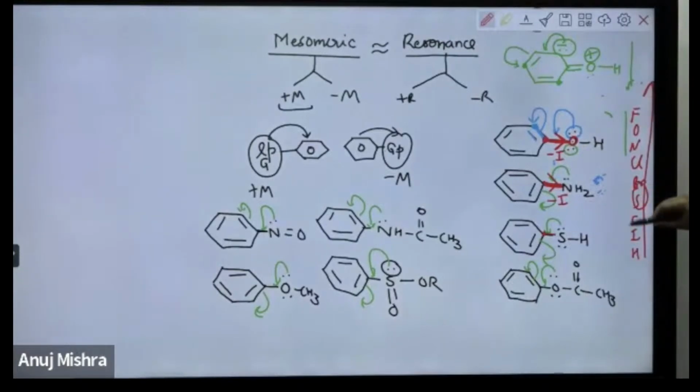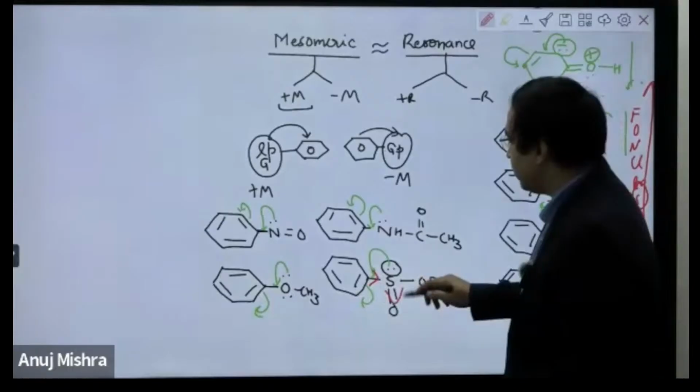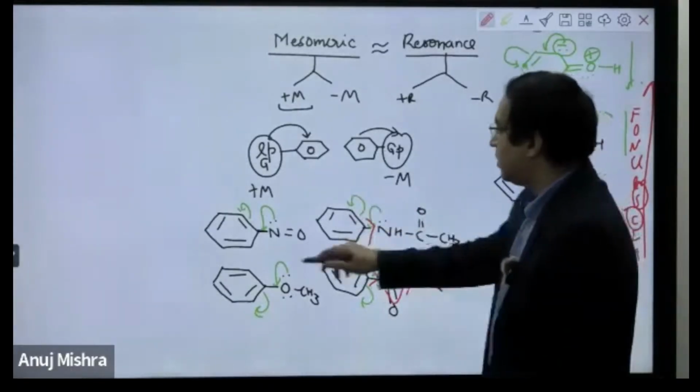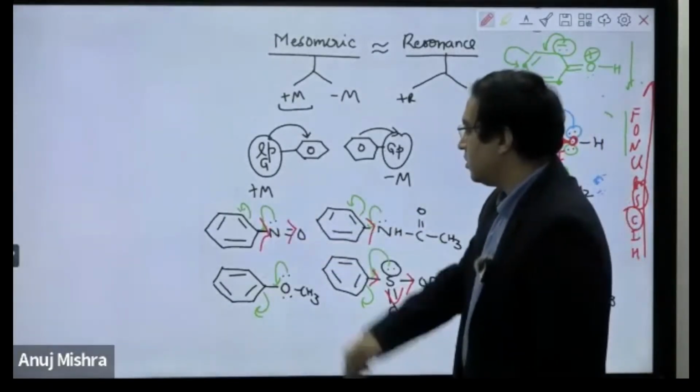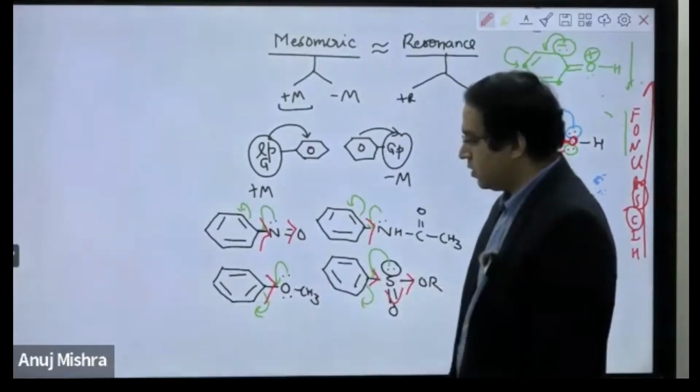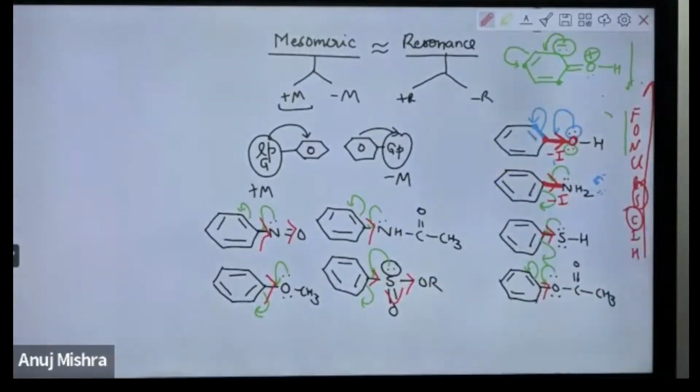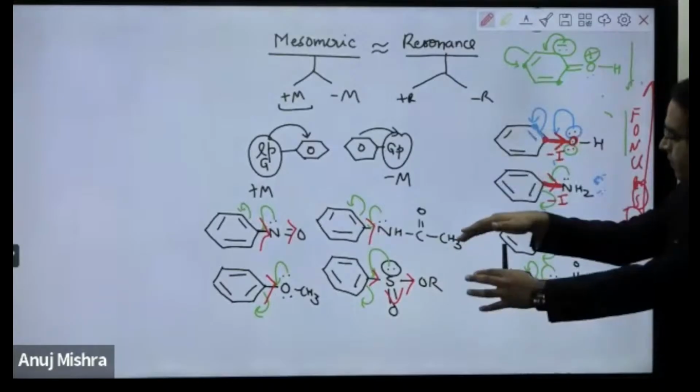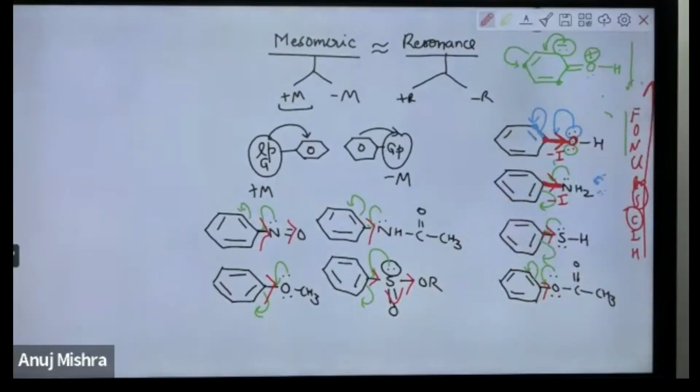So sulfur is still above the carbon. Slightly pull. Oxygen pulls. Sulfur slightly pulls. Nitrogen pulls. Oxygen pulls. Again, can you observe? Though they are supporting the ring, they are also pulling it away, pulling it towards them. I repeat.